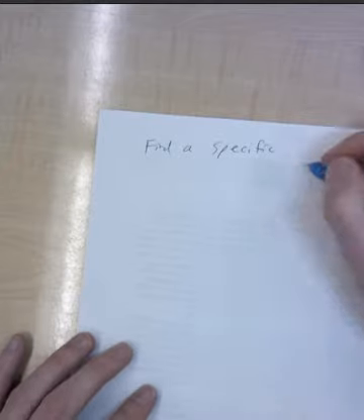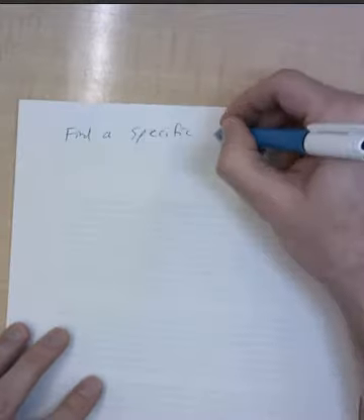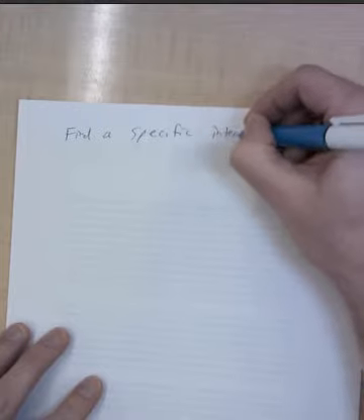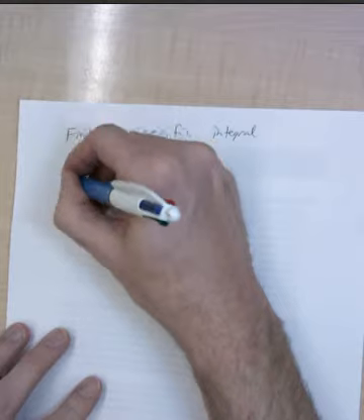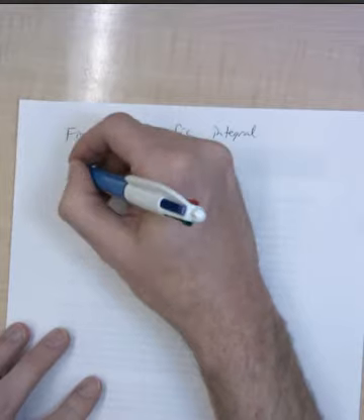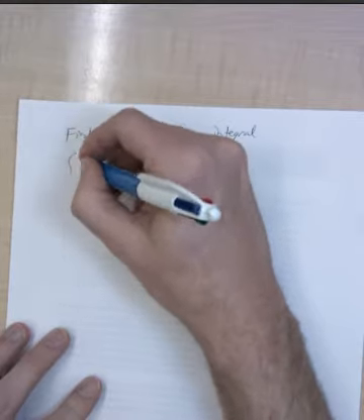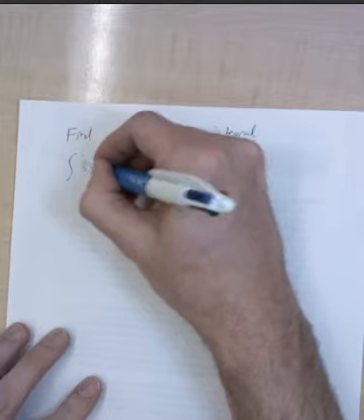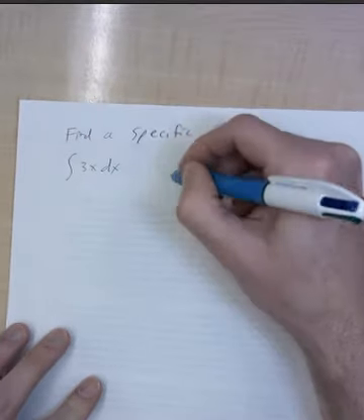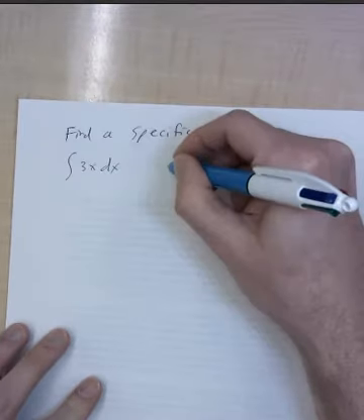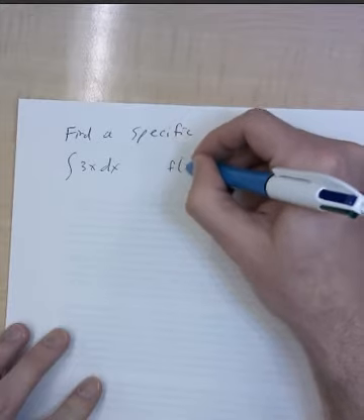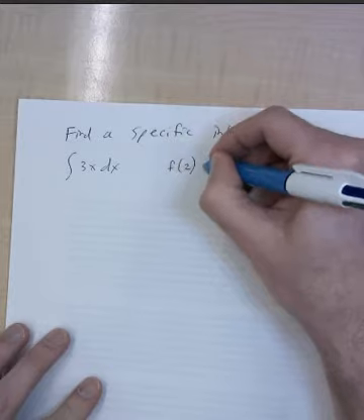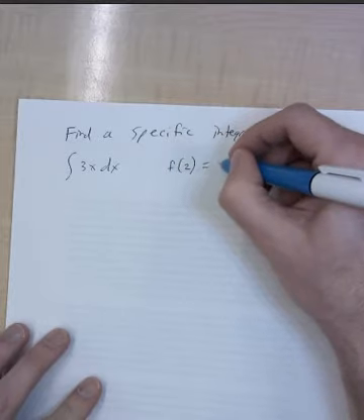Find a specific integral, and we're going to do the integral of, let's do 3x dx, and f of 2 equals 9.